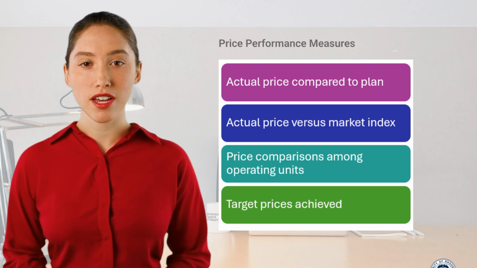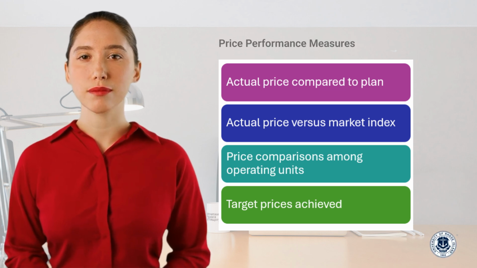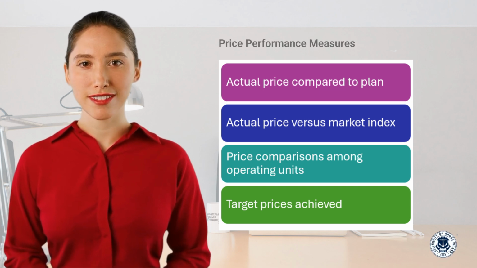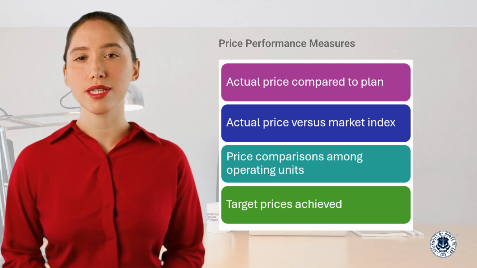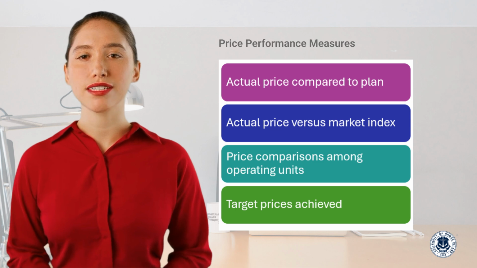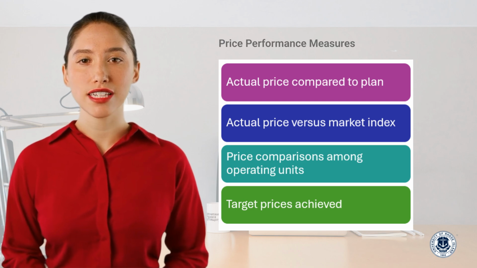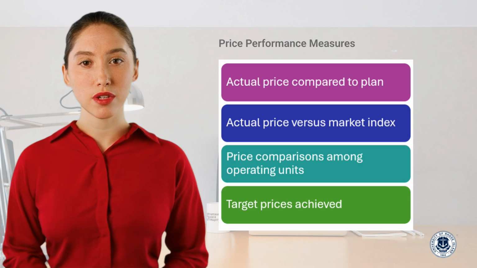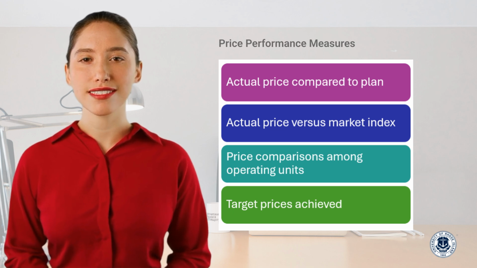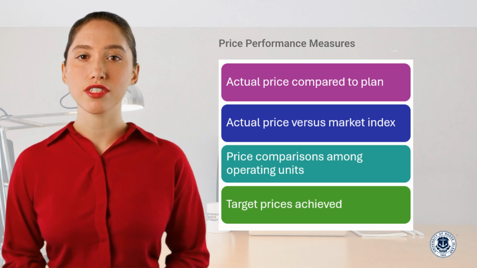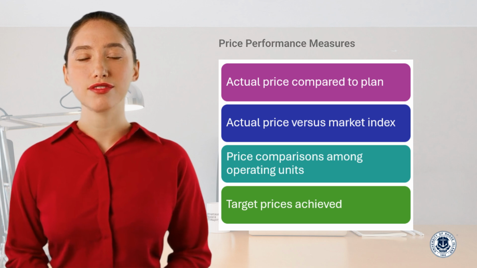One of the most traditional measurement categories in purchasing is price performance. Organizations often evaluate price performance by comparing actual prices paid to planned prices, comparing prices against market indices, examining price differences across operating units, and measuring whether target prices were achieved. These comparisons help determine whether purchasing professionals are securing competitive prices for the organization.